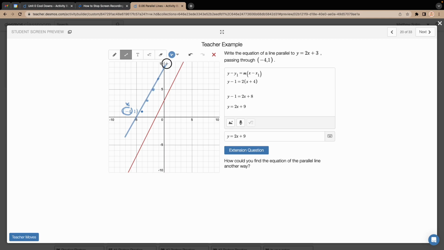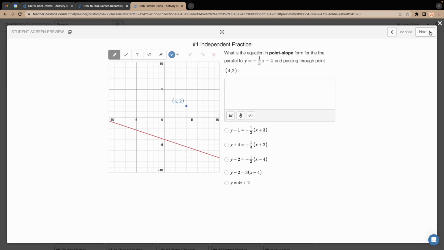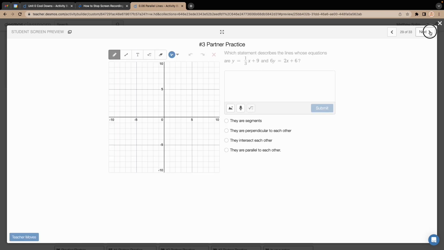So 3 options. Point slope form, I think, is the easiest. You could put it in y-intercept form, or you could use the graph to get the exact same equation. That's why the extension question was, how could you find the equation another way? Because there were 3 options. So use one of those 3 options on the cool down.